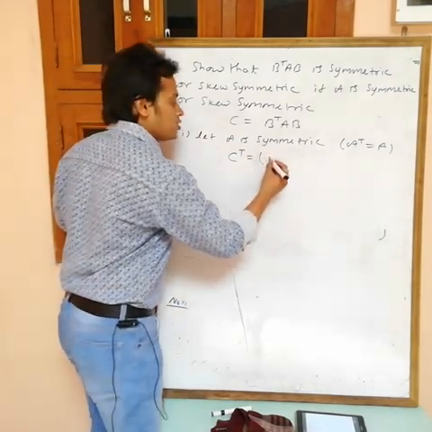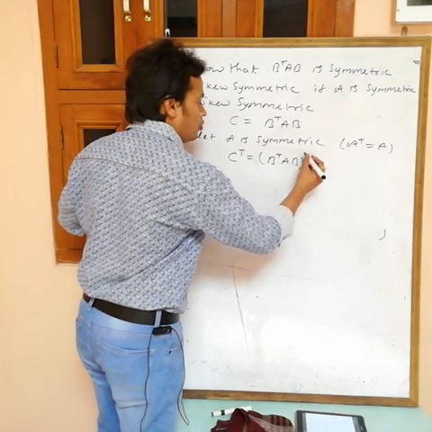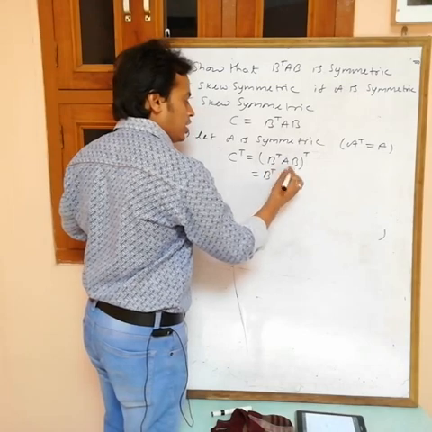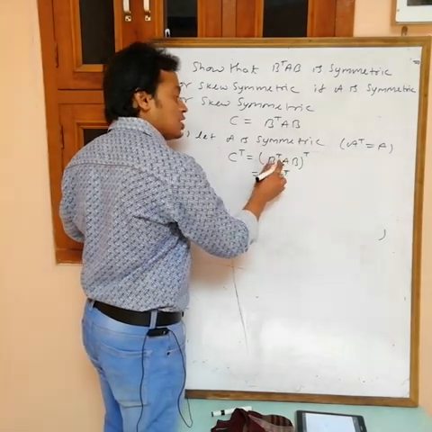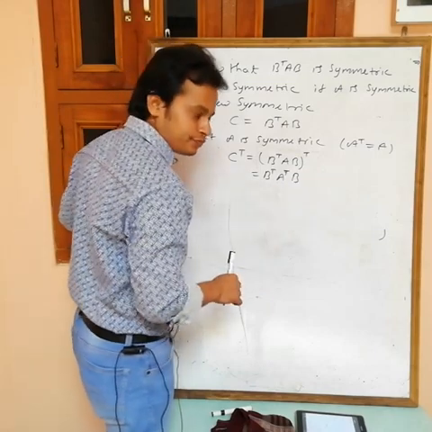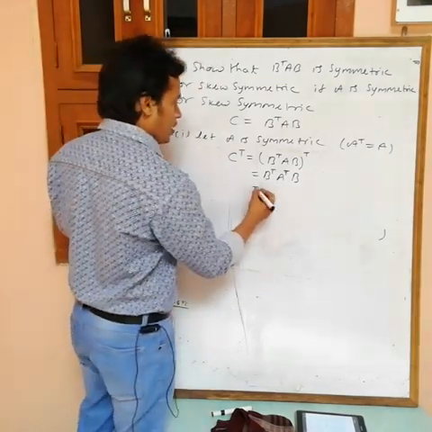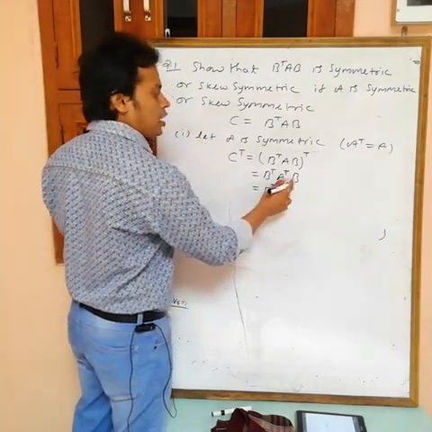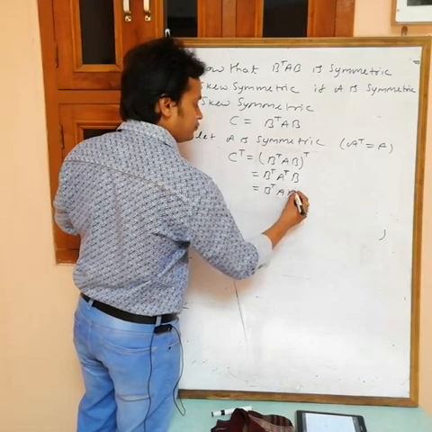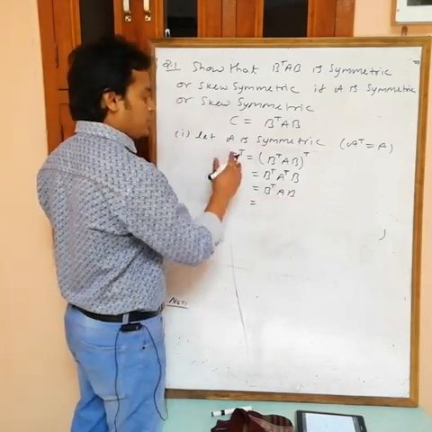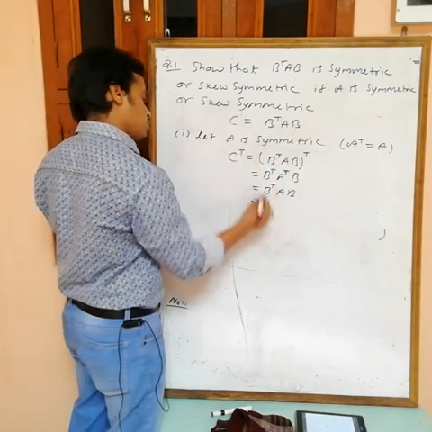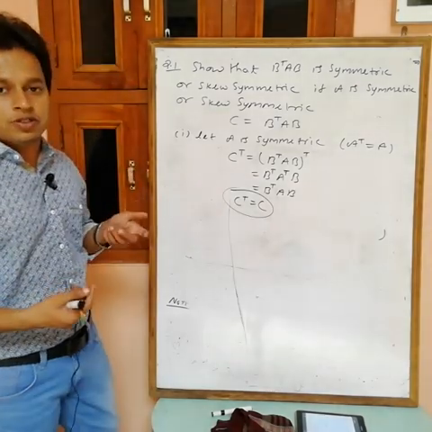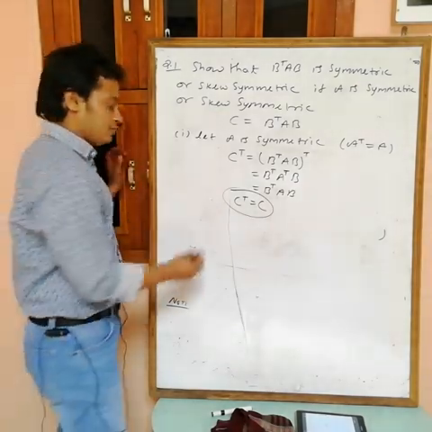C transpose, it means (B transpose AB) whole transpose. This is like (ABC) transpose, so first B transpose, then A transpose, then B transpose transpose, you will get B. Now here we are assuming that A is symmetric. If A is symmetric, then A transpose equals A. Now we are getting C transpose equals B transpose AB, and that is equals to C. C transpose equals C. It means C is symmetric.